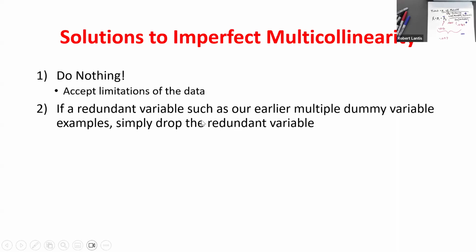I can try to think of whether there are redundant variables. Sometimes I don't need both of them. So maybe age and experience are so closely related that I only include one of them. That's also not a great solution because it's likely that even though they're close to the same thing, they somewhat measure something different. So the second option isn't a very good one either.